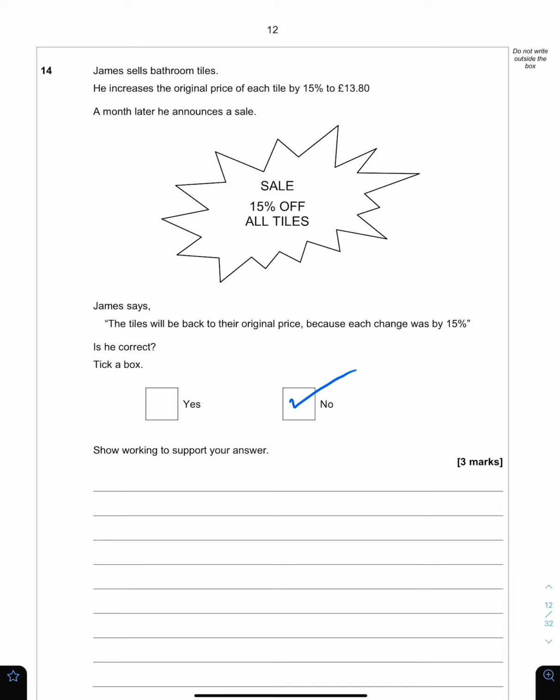Why? Because you could say yes or no, but if you pick just yes or just no, even if that is the correct answer, you will not get any marks because it says show work to support your answer. So what I've done so far has not gotten me any marks. I've just ticked one. So let's actually support our answer. We can do it in one of 2 ways. I'm going to show 2 ways in which we can do it.